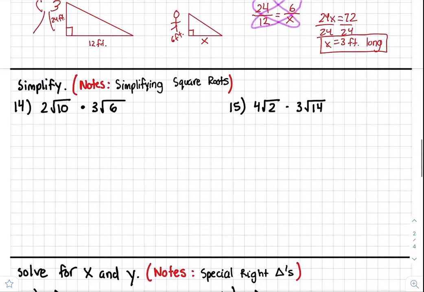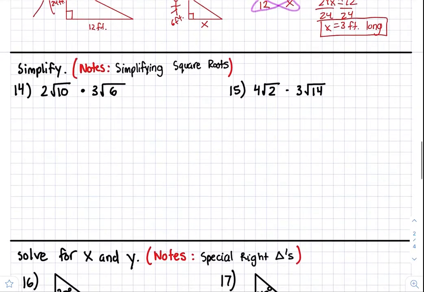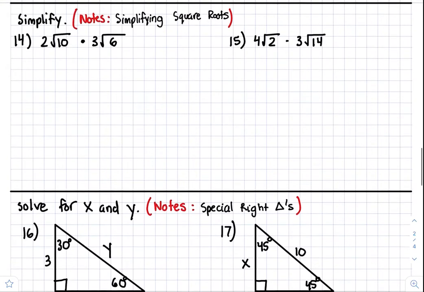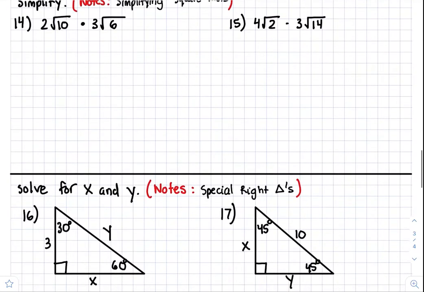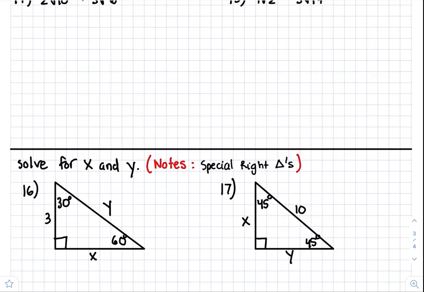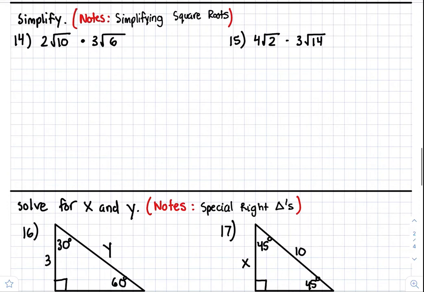Okay, simplifying square roots. So when you simplify square roots, you multiply the coefficients on the outside of the square roots, and you multiply the numbers together on the inside of the square roots. So 2 times 3 is 6. Square root of 10 times 6 is 60.